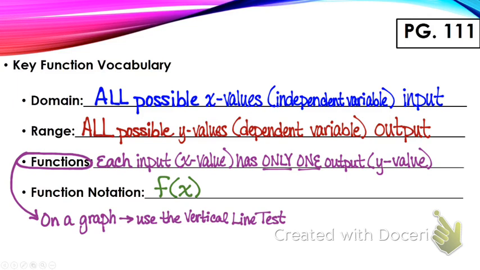Does it always have to be an f at the beginning? No. You might have h of x, or you could have g of x, or t of x. The letter at the beginning doesn't matter. That's the name of the function. But this notation where I have a letter and then parentheses with my independent variable name in between, that's my function notation.